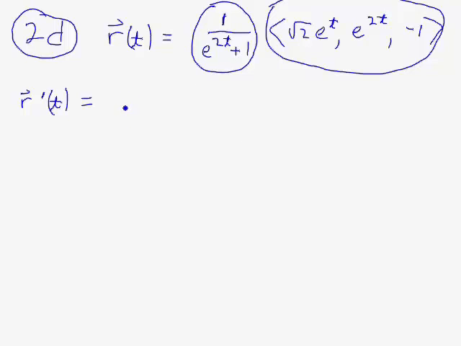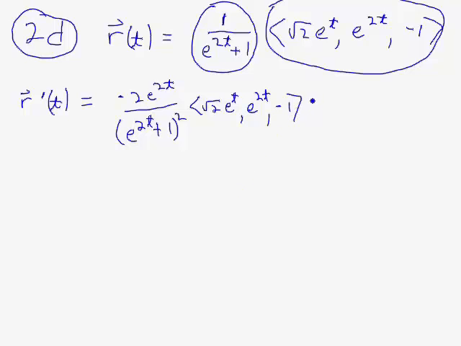That turns out to be negative 2 e to the 2t divided by the quantity e to the 2t plus 1 squared. And then you take the derivative of the first, and then you multiply that times the second, which is square root 2 e to the t, comma, e to the 2t, comma, negative 1.